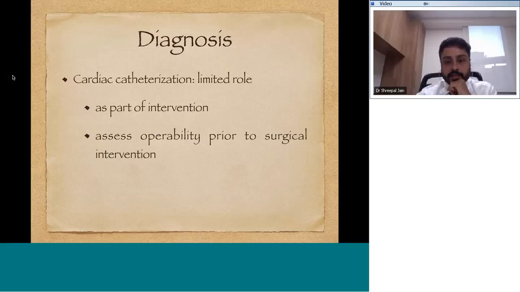Last but not the least, cardiac catheterization. Cardiac catheterization in today's era has a very limited role. It is predominantly used as part of intervention. It could also be used as a modality to assess operability prior to surgical intervention, especially in cases of long-standing mitral stenosis associated with other defects, like for example, a large ventricular septal defect, where you are not sure if the patient is operable or not. So you would do a cardiac catheterization to determine the pulmonary vascular resistance.